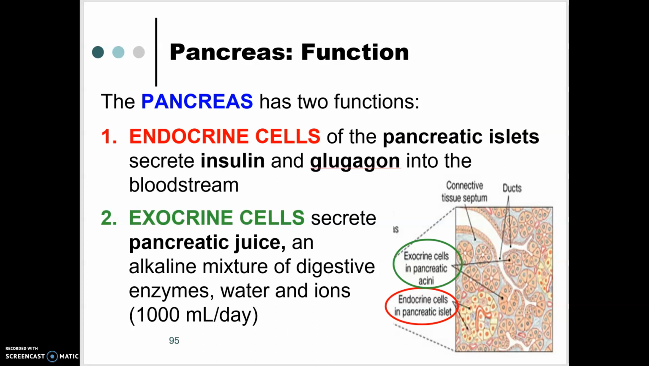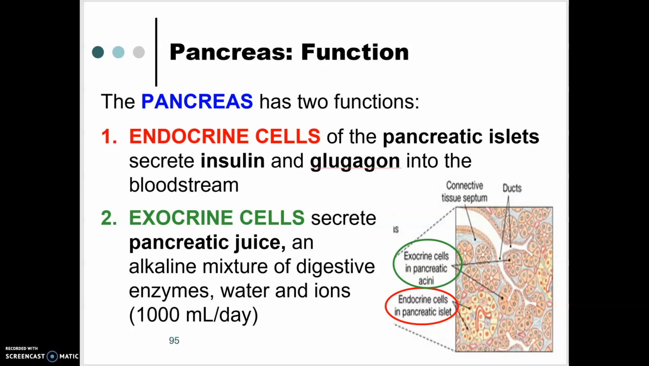The endocrine cells of the pancreas are going to be the islets of Langerhans. Okay, and these are going to secrete the hormones insulin and glucagon, and these get secreted into the bloodstream. And you've talked about this in the previous unit. Insulin and glucagon have a major function of controlling blood glucose levels.